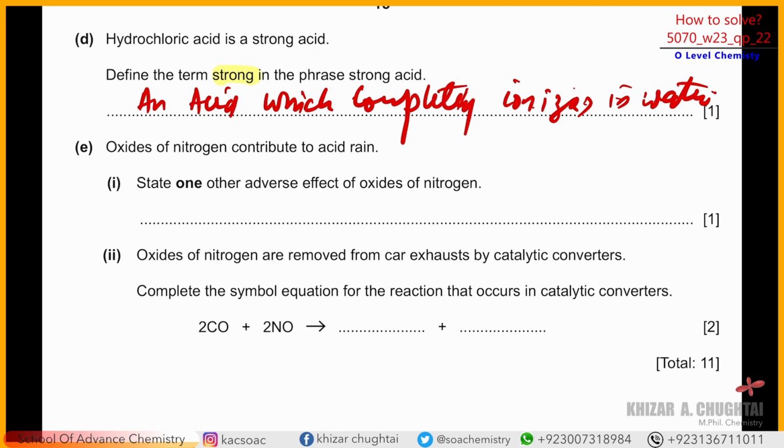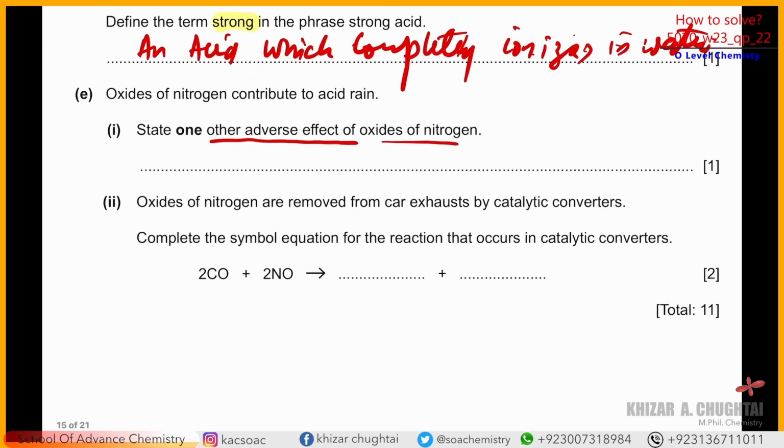Next one, E. Oxide of the nitrogen contribute to the acid rain. Say one other adverse effect of oxide of nitrogen. Except the acid rain, the next bad effect is it creates respiratory system problems, photochemical smoke, and they damage the lungs and so on. So you can write they create respiratory problems.